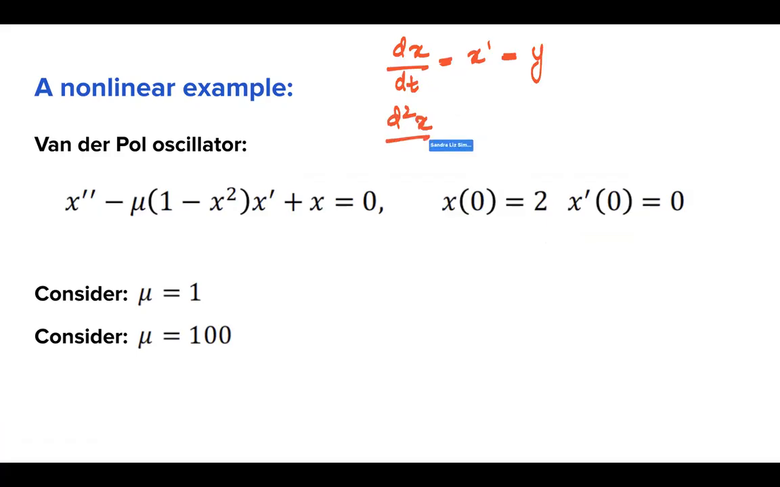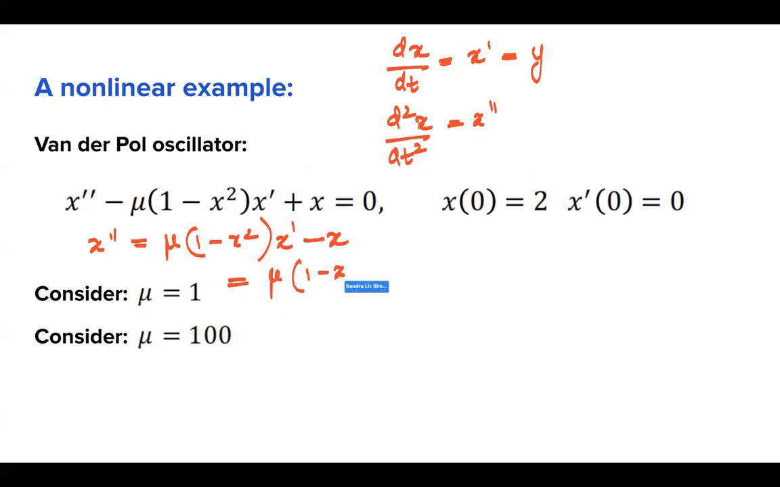Now what is d square x by dt square? That is x double dash, which we don't know, so let's rearrange this. X double dash is equal to mu times (1 minus x square) times x dash minus x, right? And here x dash we already know is y. So instead of x dash I write y, minus x. So this is the equation. This is my dy by dt equation, and this is my dx by dt.